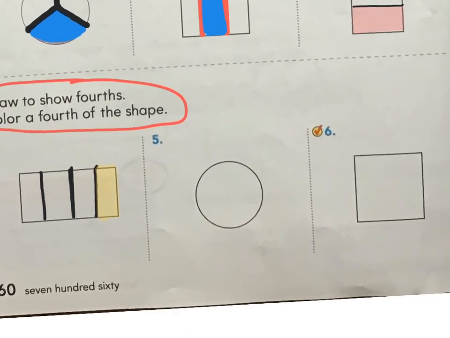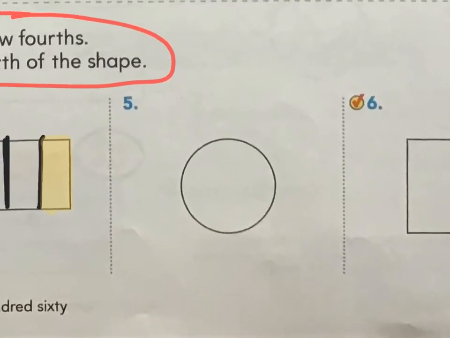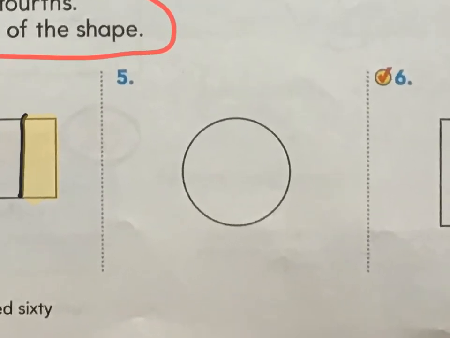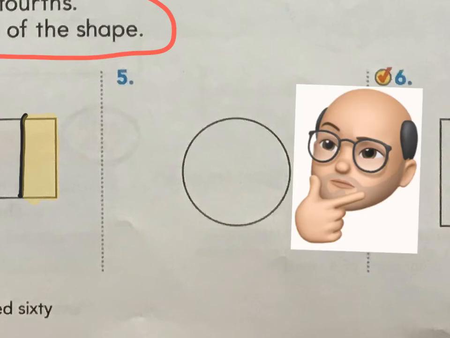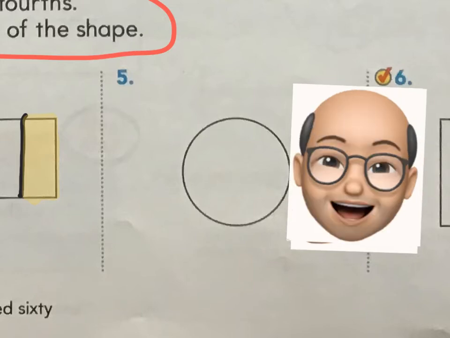All right, moving on to number 5. We have a circle divided into fourths. You might want to think about this one for a second. How will you divide a circle into fourths? I know. I'll draw either an X or a plus sign.